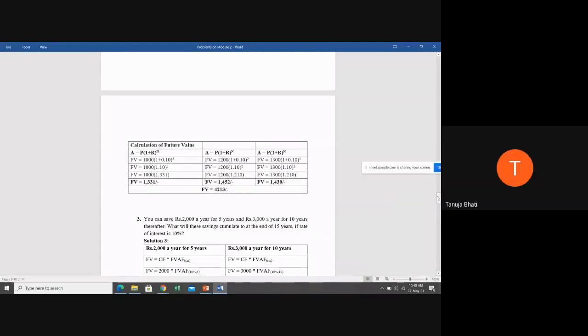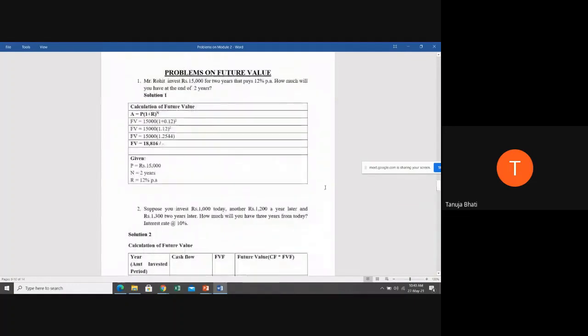Yes, ma'am. What the problem is telling is 1,000 today. So after 3 years means this 1,000 is invested for a period of 3 years. 1,200 a year later, so it is invested for a period of 2 years. And 1,300 2 years later, so 2 years later up to 3 years, what is the period? 1 year. So it is invested for 1 year.